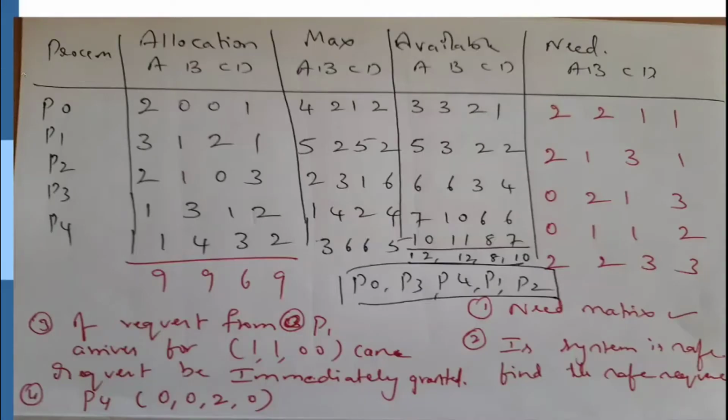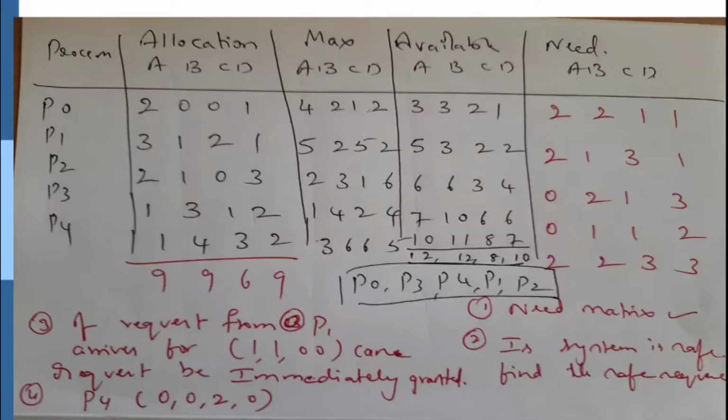You can see there are 4 processes, and each process has been allocated some resources. For resource type A we have 9 instances, for type B we have 9 instances, for type C we have 6, and for type D we have 9 instances. The maximum and allocation are given, and available. First we have to calculate the need. So how are we going to calculate need?